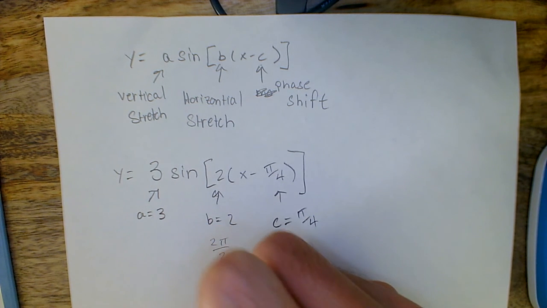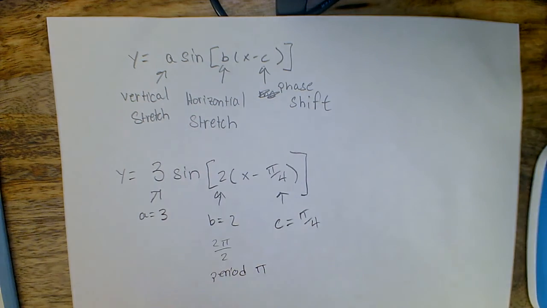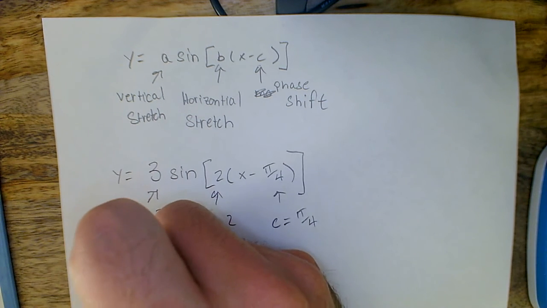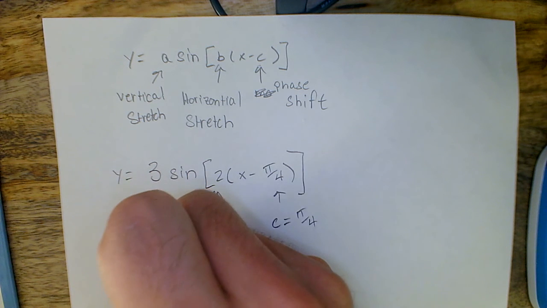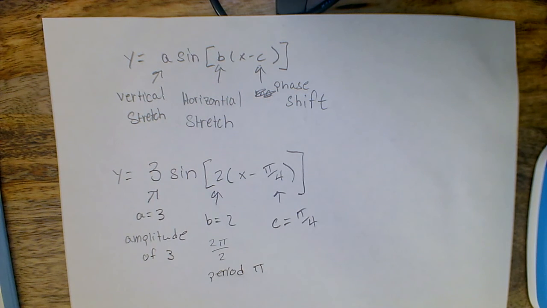Its period is going to be 2 pi divided by 2, so a period of pi. And it's going to have an amplitude of 3. All right.